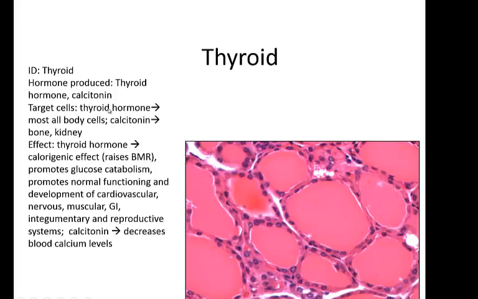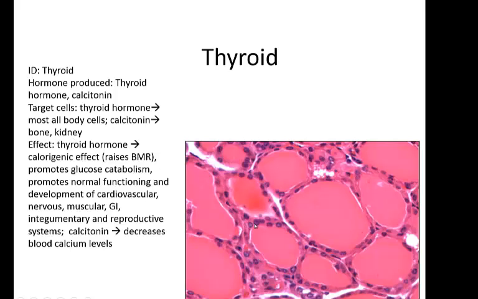You have two different sets of cells here because we've got two different hormones. We have thyroid hormone being secreted by the follicle cells, and then calcitonin being secreted by the parafollicular cells. The target cell of thyroid hormone is most all body cells. But calcitonin, the hormone released by these cells, affects just your bone and your kidneys.